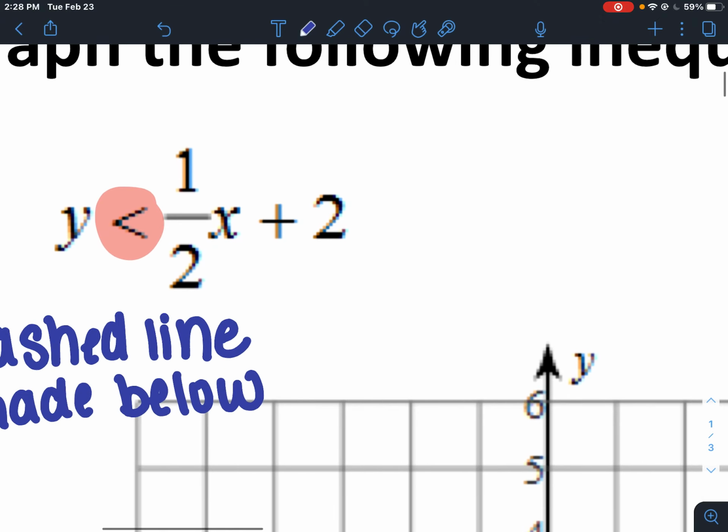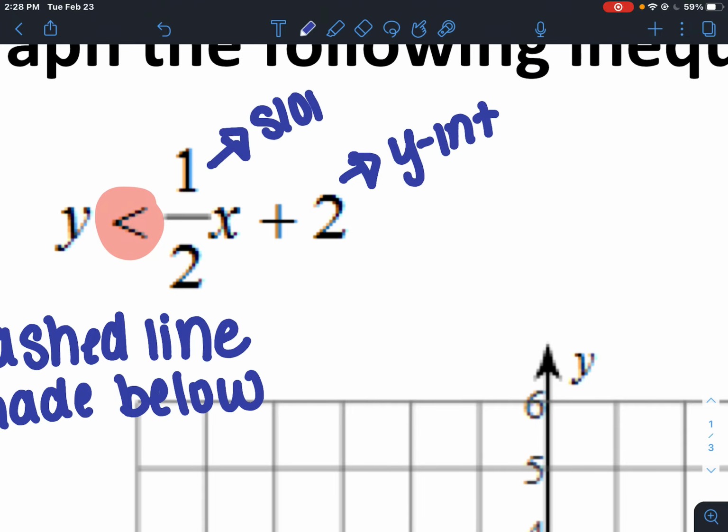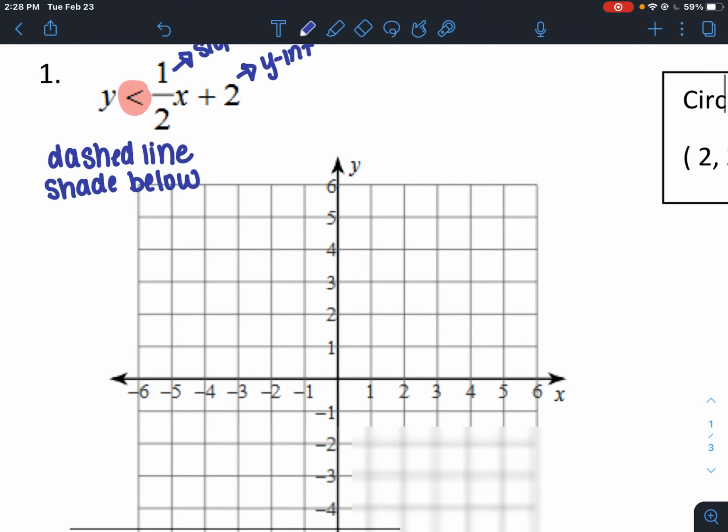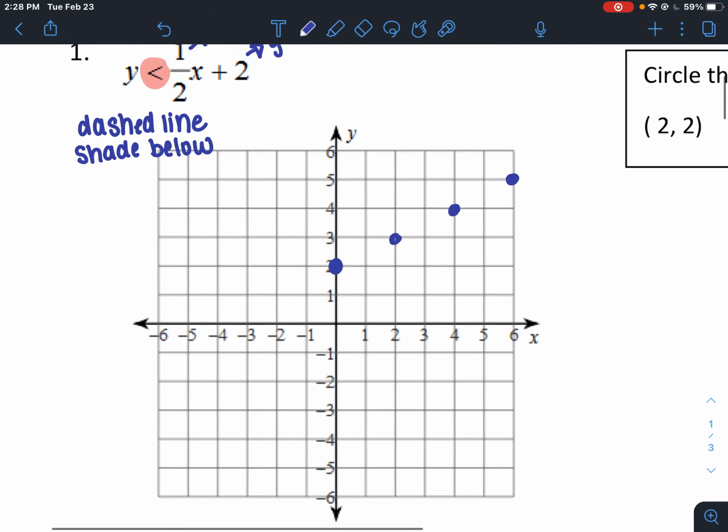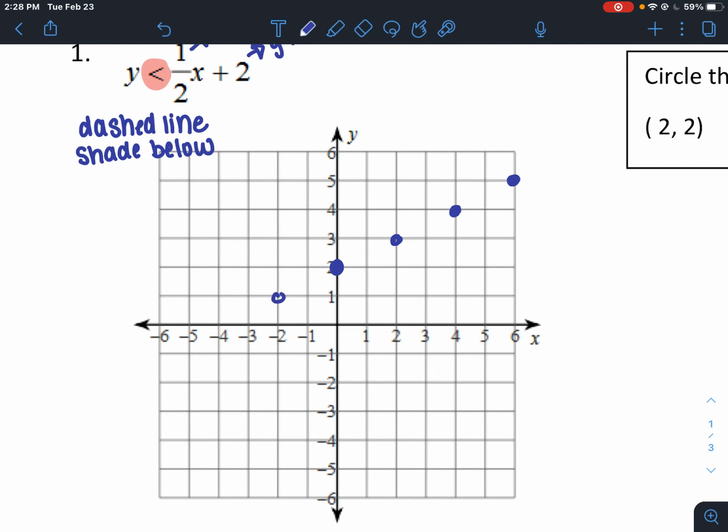And if you're still struggling with how to graph, remember this is my y-intercept and this is my slope. So let's go ahead and graph. All right, y-intercept of 2, slope, rise over run. So up 1, right 2, up 1, right 2, up 1, right 2. I can also go down 1, left 2, down 1, left 2, down 1, left 2.